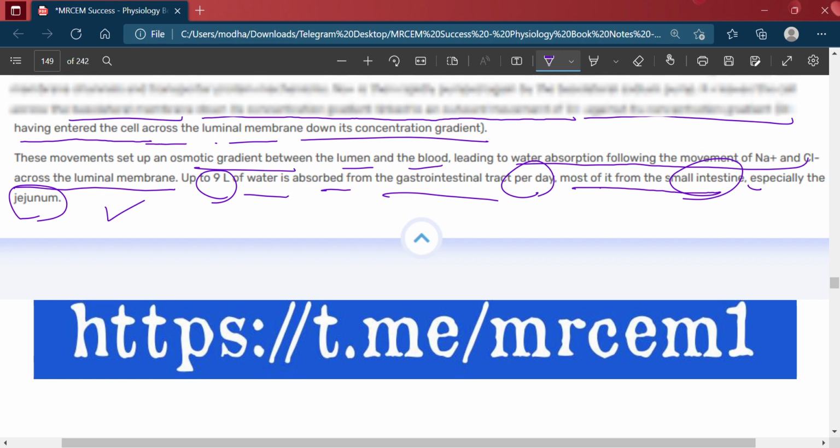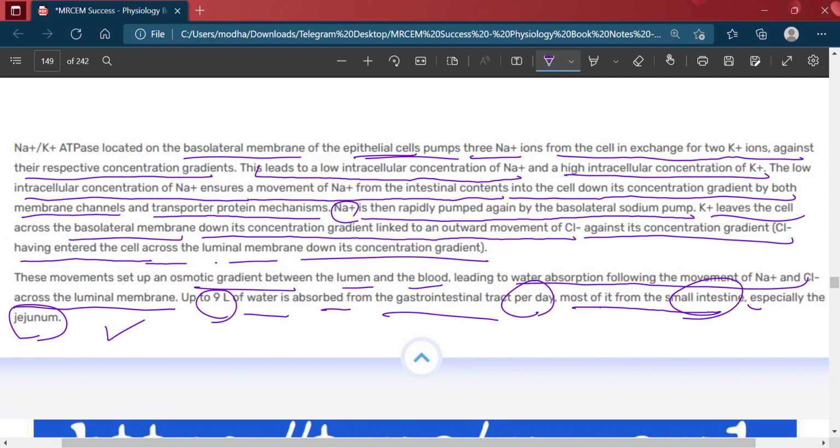So in the jejunum this water is absorbed, and the sodium-potassium ATPase located in the basolateral membrane of the epithelial cell pumps three sodium ions from the cell in exchange for two potassium ions against their respective concentration gradients. This leads to a low intracellular concentration of sodium and a high intracellular concentration of potassium. Low intracellular sodium ensures a movement of sodium from the intestinal content into the cell down its concentration gradient by both membrane channels and transporter protein mechanisms.